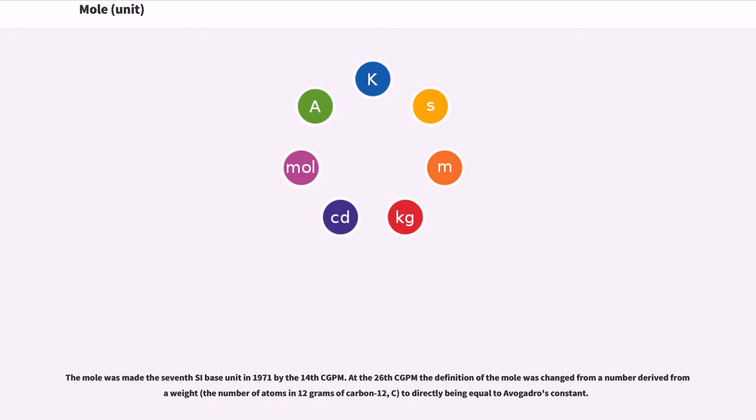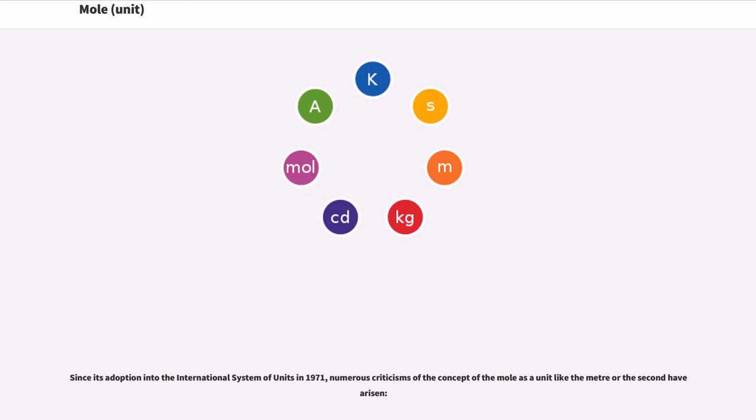At the 26th CGPM, the definition of the mole was changed from a number derived from a weight, the number of atoms in 12 grams of carbon 12, to directly being equal to Avogadro's constant. Since its adoption into the International System of Units in 1971, numerous criticisms of the concept of the mole as a unit like the meter or the second have arisen.